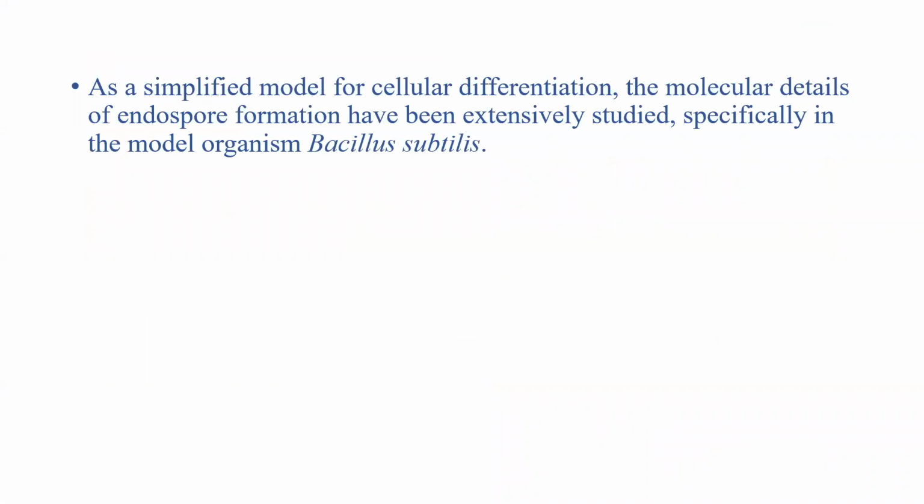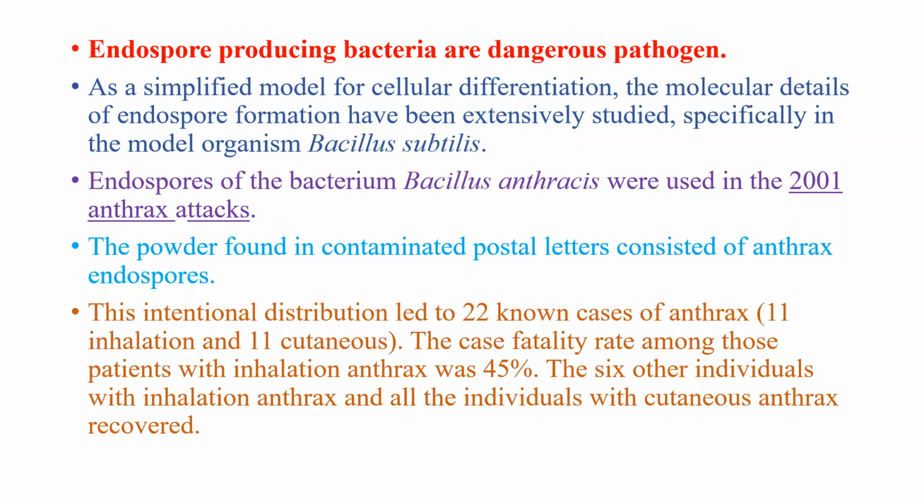With a simplified model for cellular differentiation, the molecular details of endospore formation have been extensively studied, specifically in the model organism Bacillus subtilis. As we know, endospore-producing bacteria are dangerous pathogens. Endospores of the bacterium Bacillus anthracis were used in 2001, known as the anthrax attacks. The powder found in contaminated postal letters consisted of anthrax endospores.